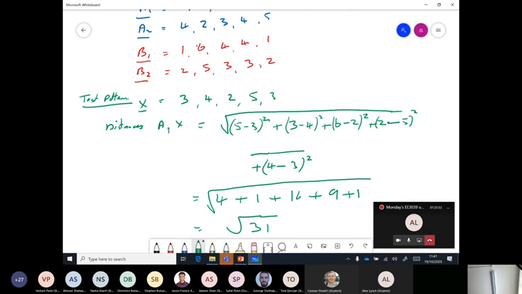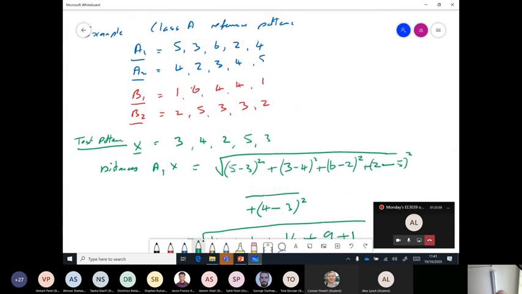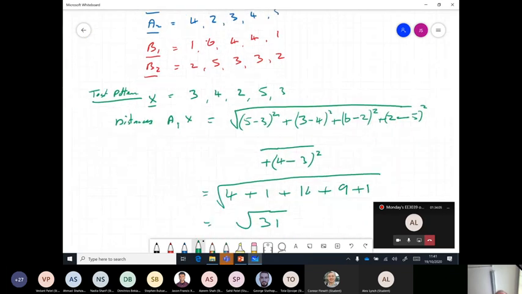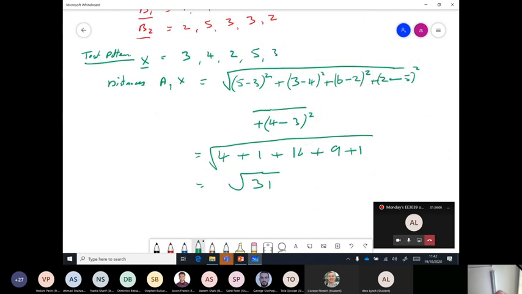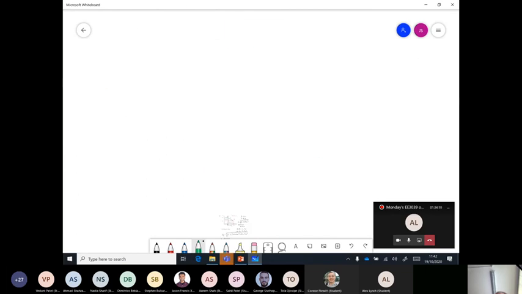Now, to complete the calculation, I'll leave you to do this in your own time. Find the distance X A2, X B2, and X B3. You will end up with 4 distances. Find the minimum distance.